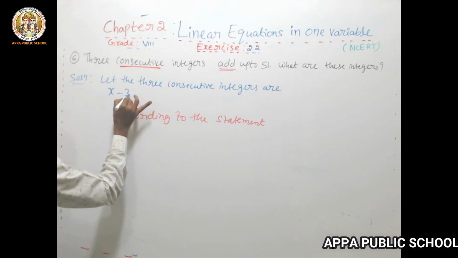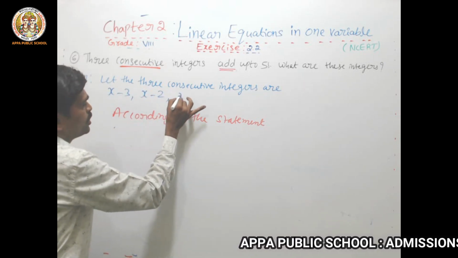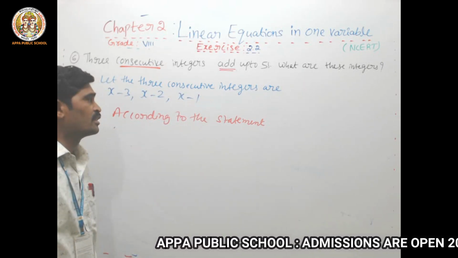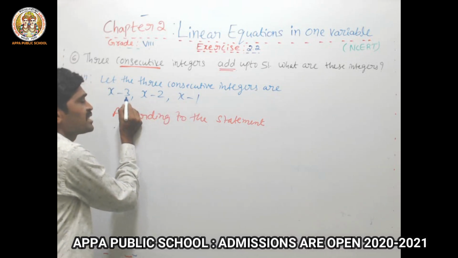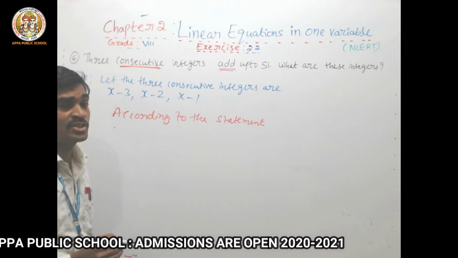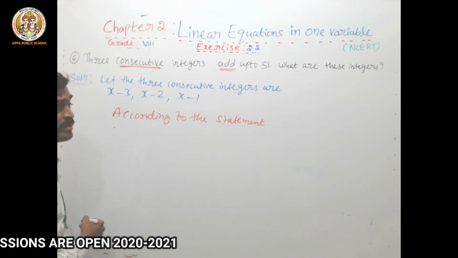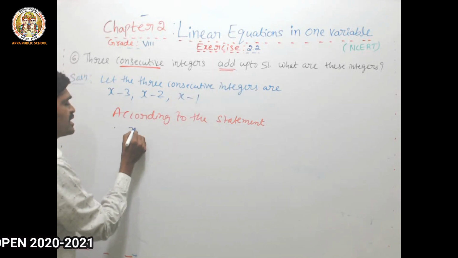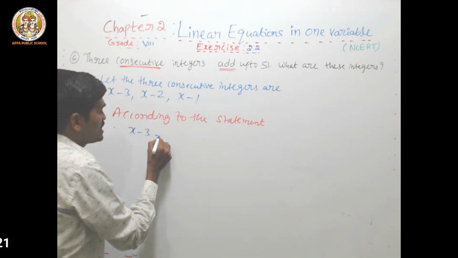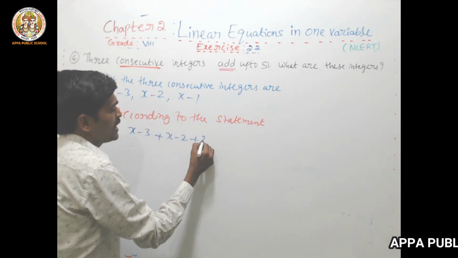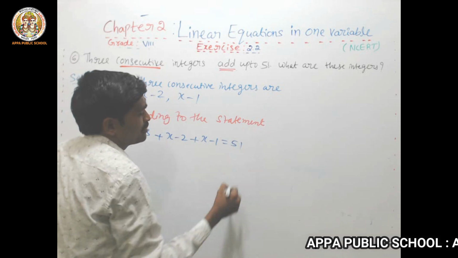See, x minus 3, x minus 2, x minus 1. These minus 1, minus 2, minus 3 are negative consecutive integers. Understood? You can take it like this also, you can get the answer. According to the statement, they told to add, that's why you can take x minus 3 plus x minus 2 plus x minus 1 is equal to 51.